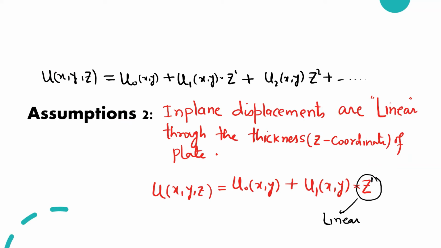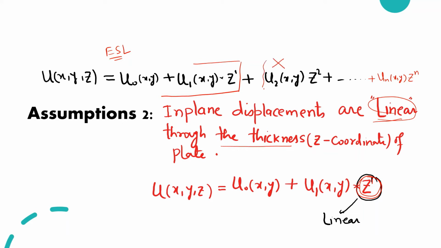Now we will see the second assumption. From equivalent single layer theories, we have seen that our functions can be raised up to power n of z, that is z to the power n. So here assumption 2 states that in-plane displacements are linear through the thickness. So linear means our function should be a power of z to the power 1 only. We will take this much only and discard the rest, so we will include up to linear terms only.